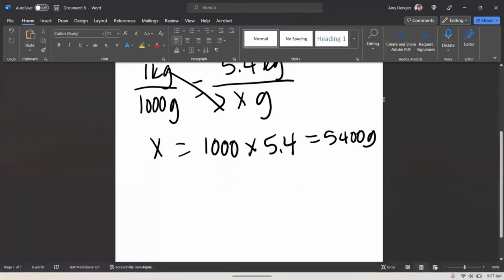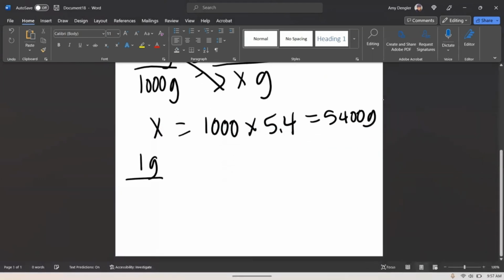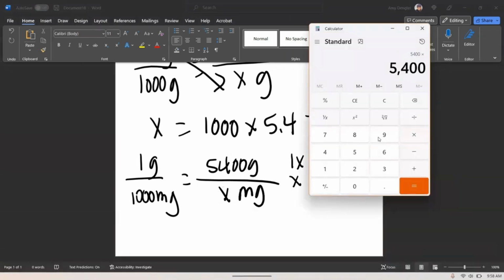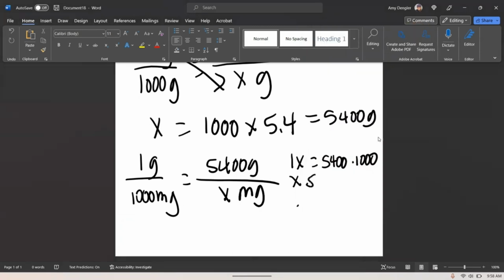grams. Now we have to convert those 5,400 grams to milligrams. So we'll just place our grams up here. How many milligrams is that? So this again will become 1x, which is just x, equals 5,400 times 1,000. So x is equal to 5,400 times 1,000, which is 5,400,000.